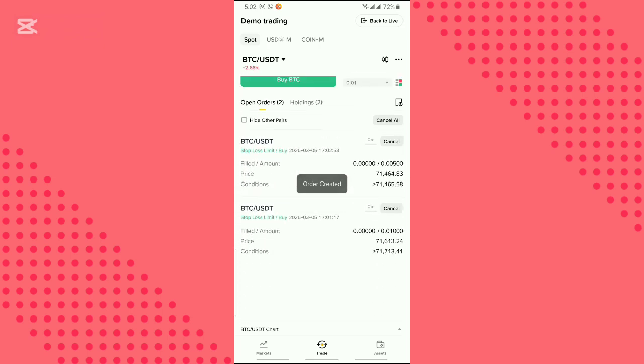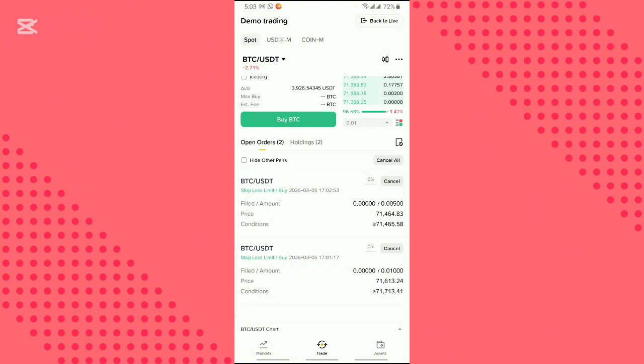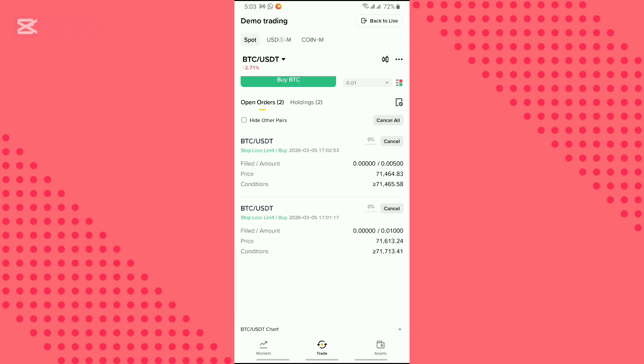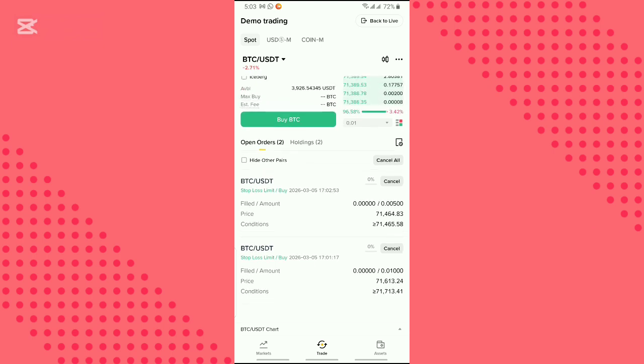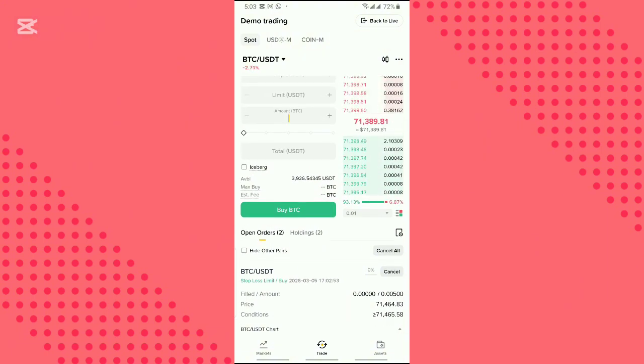Your stop limit order will now appear in the Open Orders section. You can always check your stop limit order by scrolling down to Open Orders. If the stop price hasn't been triggered yet, the order will stay there. Once the stop price is reached, Binance will automatically place the limit order.